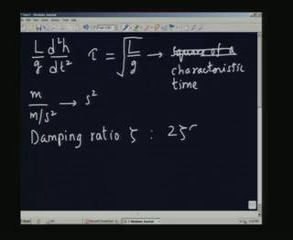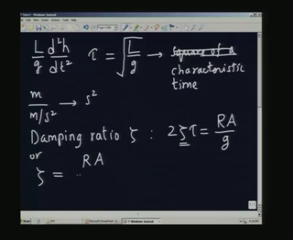We will say 2 zeta tau is equal to R A by G. So, this is what I am introducing, but I am introducing in terms of the other quantities. Actually, if I substitute the values, you can see that zeta will come out to be R A divided by 2 square root of L G. R is the viscous resistance, A is the area of cross section of the tube, divided by 2 square root of L G, where L is the column length of the liquid and G is the acceleration due to gravity.